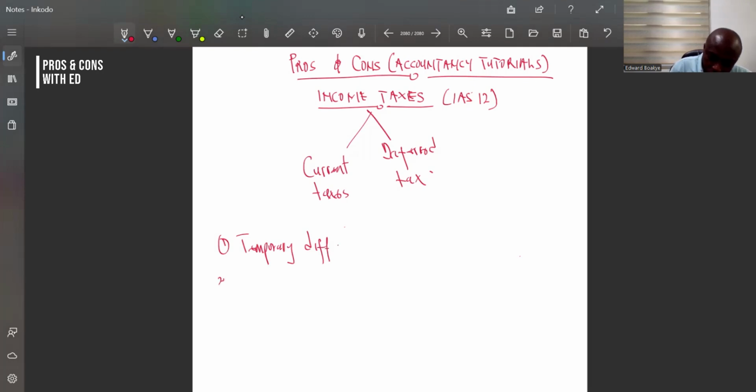Two, I mentioned your carrying amount. One will call it carrying amount or net book value.